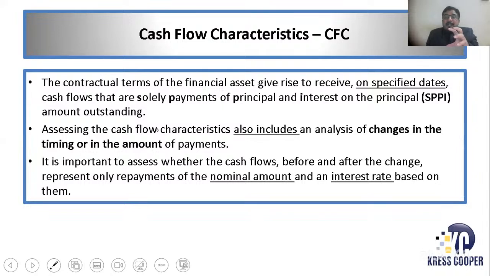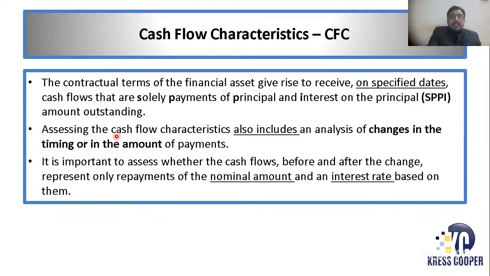So the thing is that this contractual cash flow is in fact the SPPI, meaning solely the payment of principal amount and the interest on the principal amount, SPPI. If it is so, it means the test is qualified. If it is not, if it includes some other fluctuations, then it is not the test that you can say is passed.